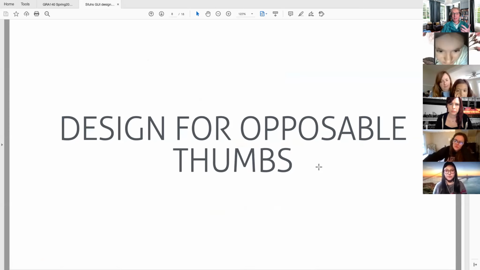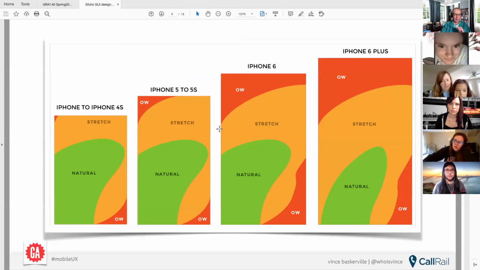So think about where, on a 4S, 5S, 6 Plus, we're starting to look at how long your fingers are. If you have really long fingers, if you're a piano player, you probably have really strong hands and strong fingers and you can get to the far area. But these areas in here are a stretch.